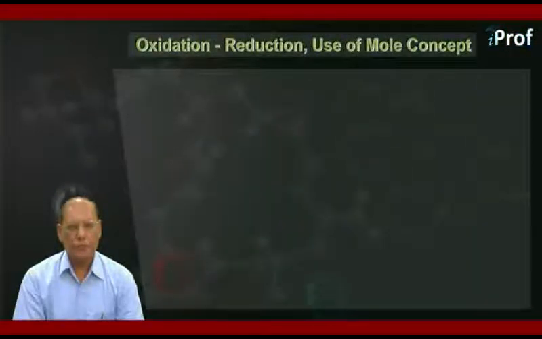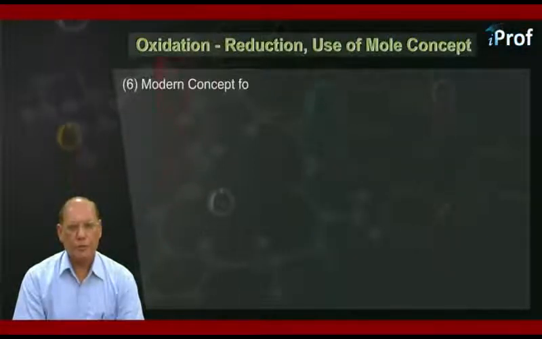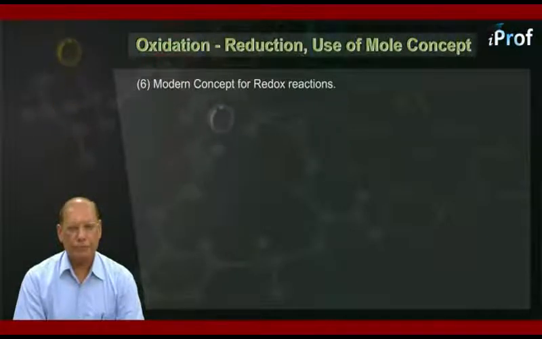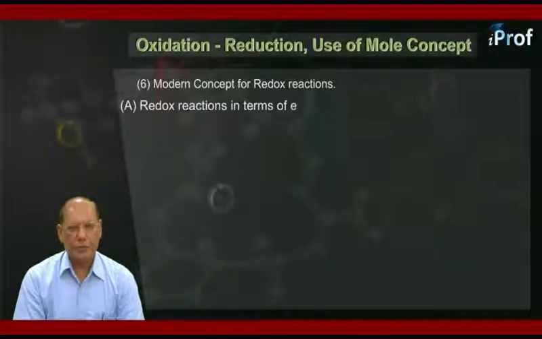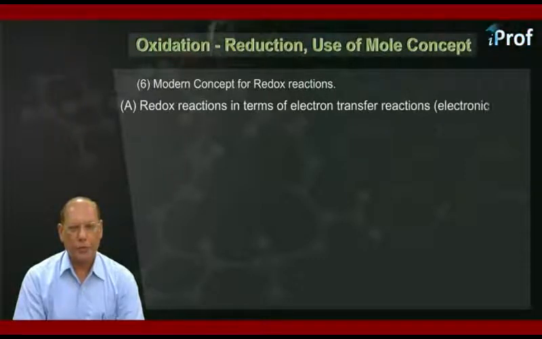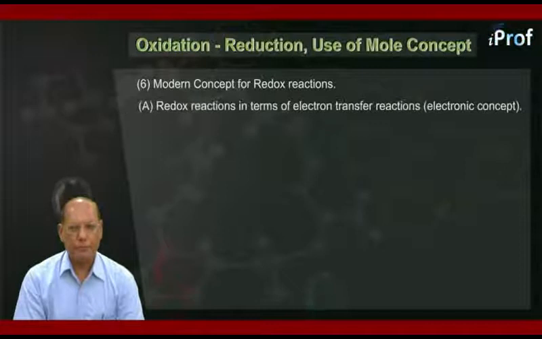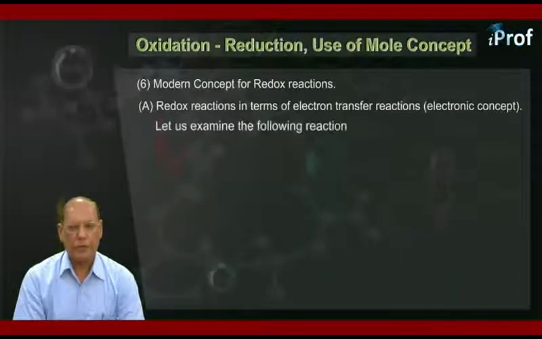Let us now study second part B, which deals with modern concepts for redox reactions. It can be further subdivided into two parts. First, A is redox reactions in terms of electron transfer reactions, or we can say electronic concept. For this, let us examine the following reaction.